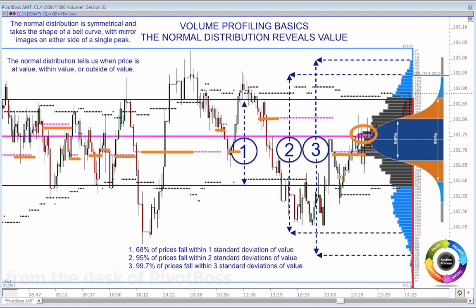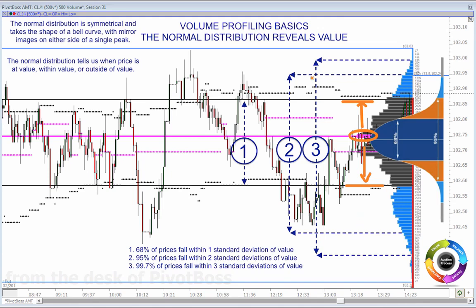Now, the other thing to keep in mind is not only does it reveal value, but it helps us identify when price is away from value or within a general value zone. So while this is the peak and is value, the space up to this point and the space down to this point, the value area, encompasses acceptance, and that is 68% of the volume traded in any given period of time.